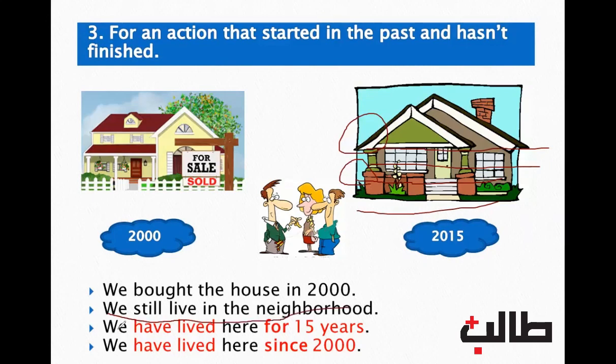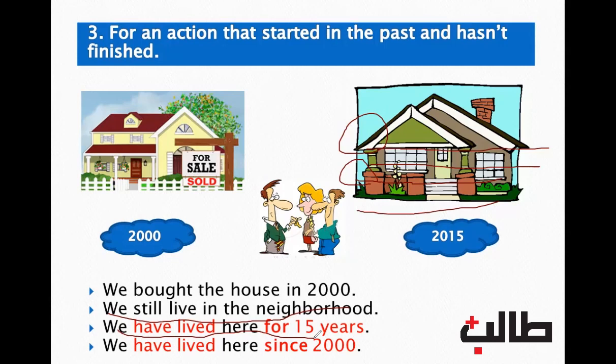Number 3, we have lived here for 15 years. So my question is to Yusuf. Yusuf, are they still here or not? These people are still in the house or they left it? No, they left. No. Look at example number 2. We still live in the neighborhood. Okay? They're still here. Yes, excellent. That's right. So this is the present perfect.